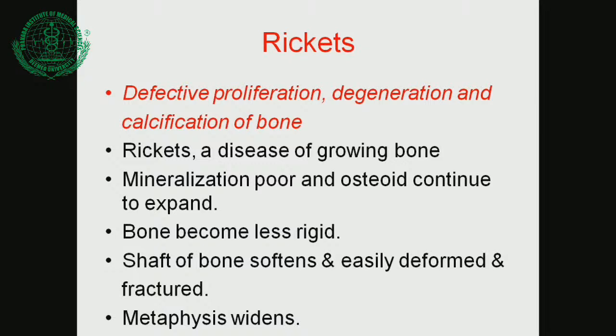So during the crawling stage, below 1 year, usually we get the changes in the wrist joint, and in older children you also get changes in the malleolus, because the legs bear weight when the child starts crawling or starts walking. That's why, with the pressure symptoms, the metaphysis ends become widened. I will show you a few pictures of rickets now.